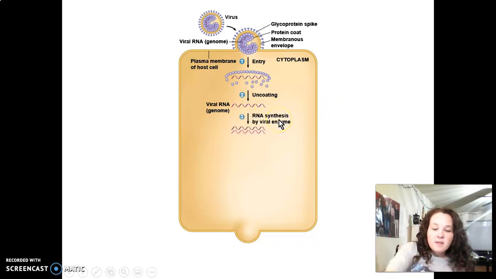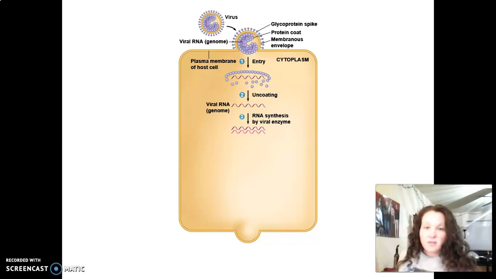The next step is the RNA synthesis by a viral enzyme. The virus uses one of its own enzymes. Sometimes viruses use enzymes that already exist in the cell, and this is one way in which the life cycles differ. Remember, an enzyme is a functional protein, just a protein that does things. So in this case, this virus is using its own pre-existing enzyme to synthesize RNA.